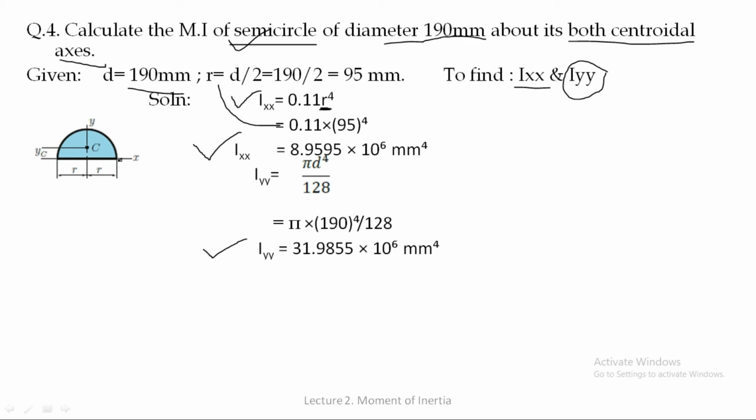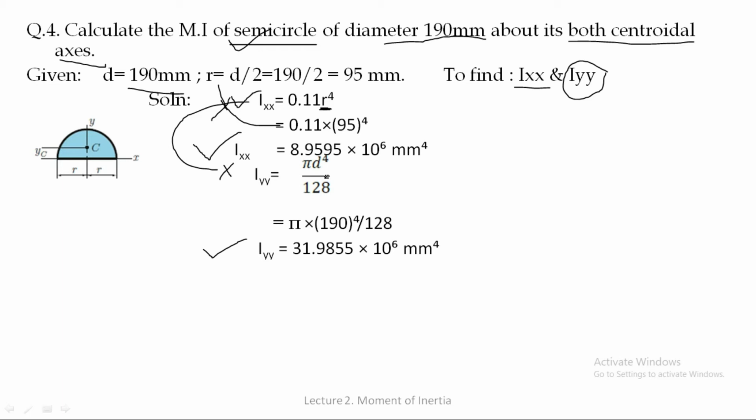Remember, in case of semicircle, the values of moment of inertia are not the same for x and y. They are different, so we have to use different formulas for Ixx and Iyy. For Ixx in such a semicircle, the formula is 0.11 r raised to 4, and the formula for Iyy is pi by 128 d raised to 4. Putting the values of diameter and radius in their respective formulas, you'll get the values of Ixx and Iyy. Okay, I think you are clear with this numerical.